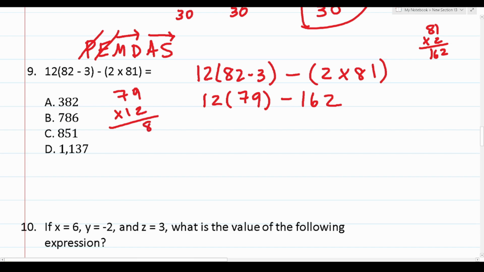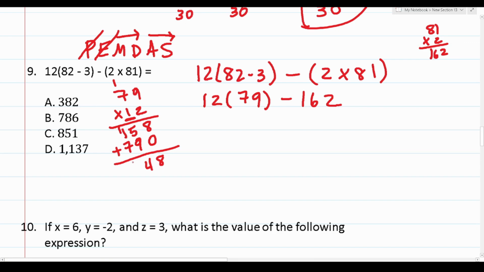9 times 2 is 18, so we're going to carry a 1. 7 times 2 is 14, plus 1 is 15. Before we start multiplication with the 1, we're going to bring down a 0 placeholder. 1 times 9 is 9. 7 times 1 is 7. Let's add these together. 8 plus 0 is 8. 9 plus 5 is 14. Carry a 1.